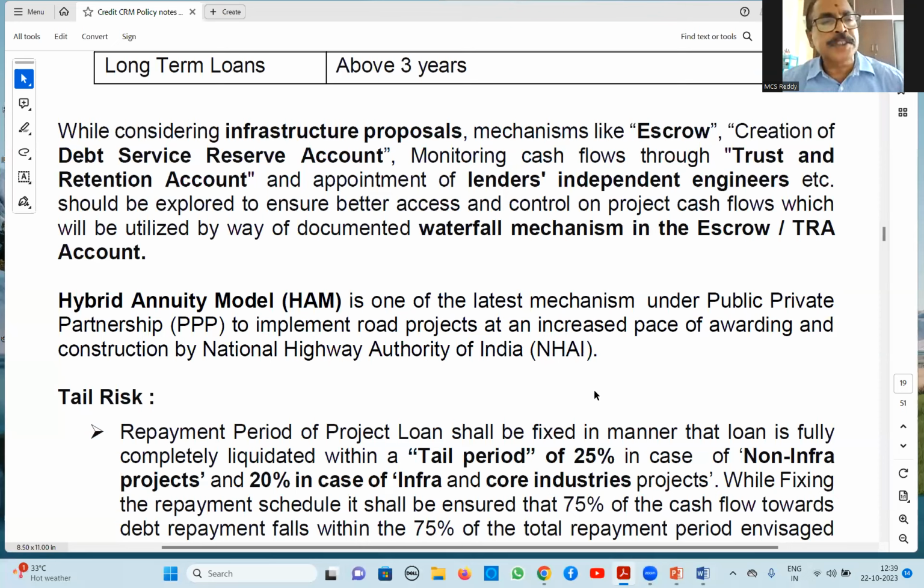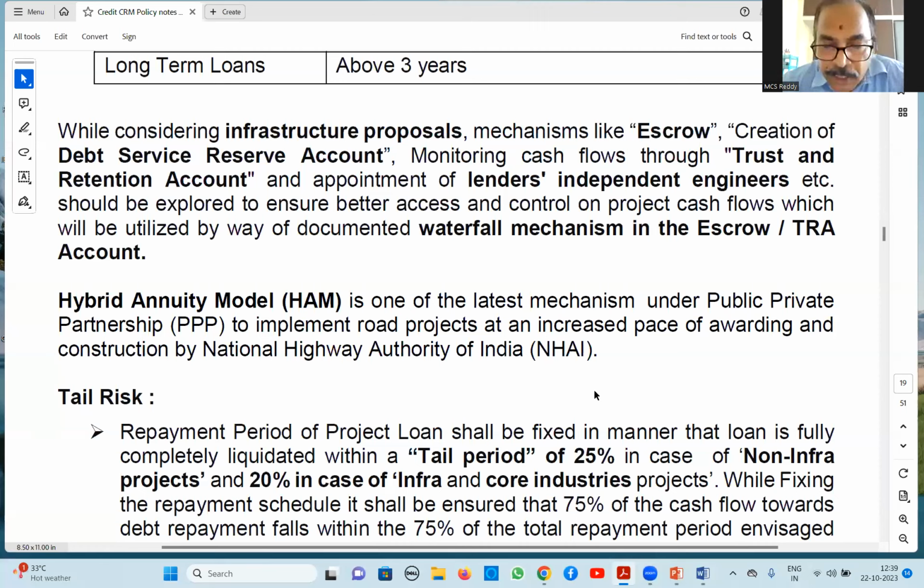TRA, trust and retention account. Debt service account. Debt service account means while sanctioning term loans, as a precautionary measure, bankers will prescribe an amount equal to 3 monthly installments or 1 quarterly installment, or maybe more installments with mutual agreement. Minimum I am telling: equal to 3 monthly installments or 1 quarterly installment. You keep it separately either in the form of a KDR or a separate account. It is called the DSRA account, debt service reserve account.